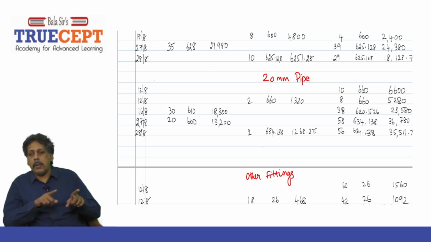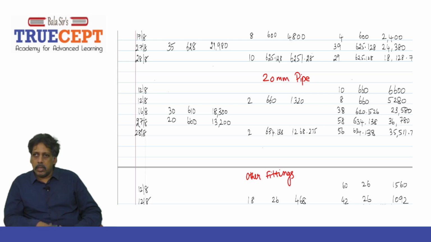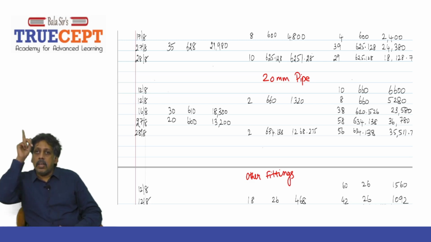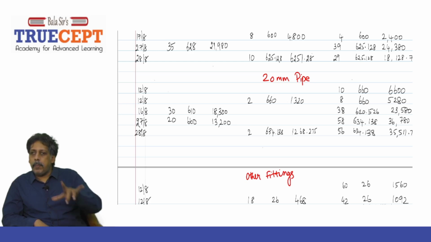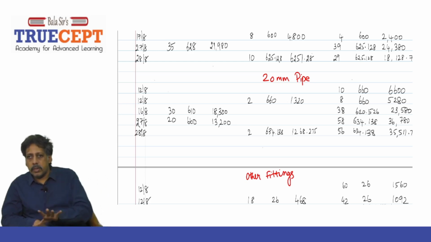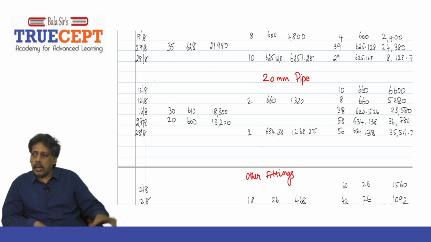And then you get the balance units and balance amount, 56 units at 634.138, so 35,000. The rate will not change. And total the amount column under issues and you will get the value of 20 mm pipe used on the job. Is that fine? Now we go to the next one.